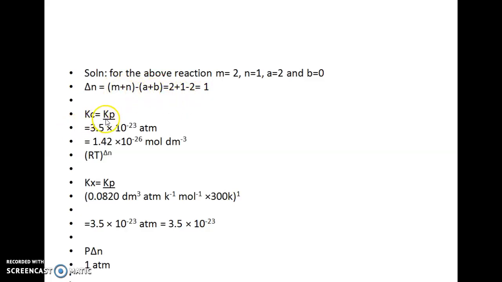In that case, if delta N is equal to 1, then Kc will be equal to Kp divided by RT. So the value of Kc, from 3.5 into 10 raised to minus 23 atmosphere, will be equal to 1.42 into 10 raised to minus 26 mole per dm cube. If you substitute the same in the equation for Kx equal to Kp, this is the value which is obtained. In that case, the pressure obtained will be 1 atmosphere. So with this, thank you.